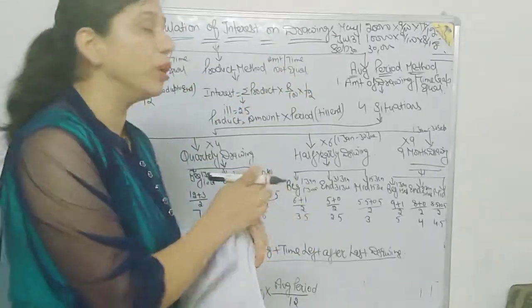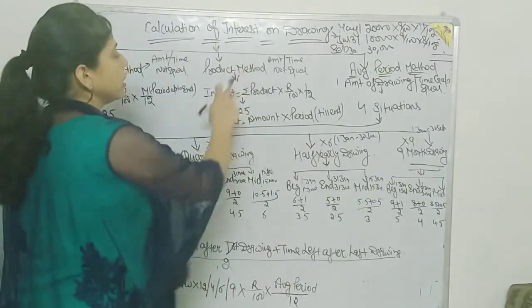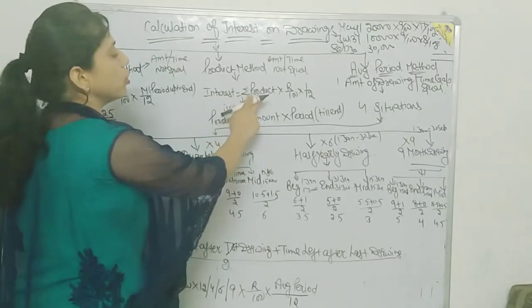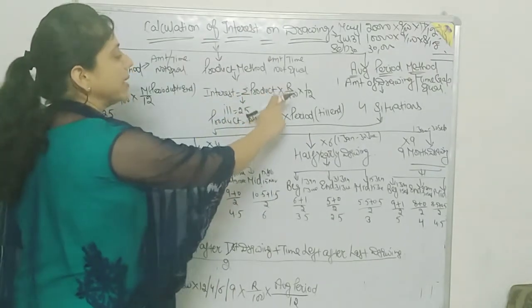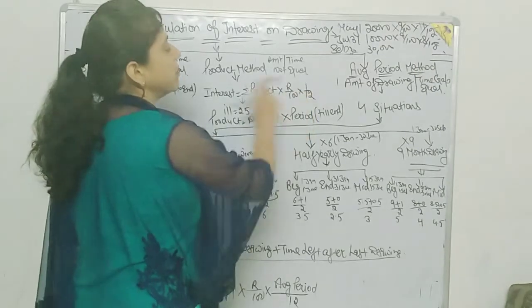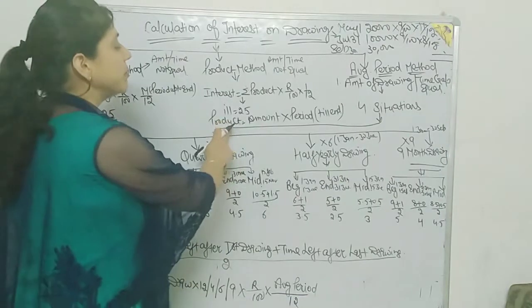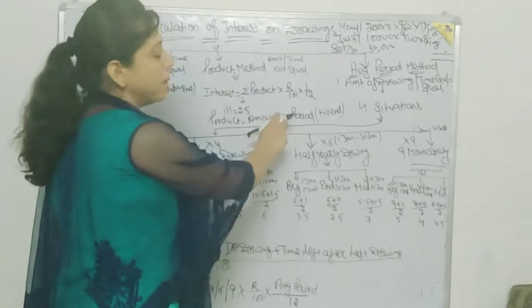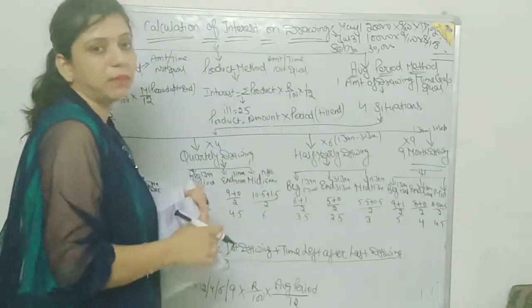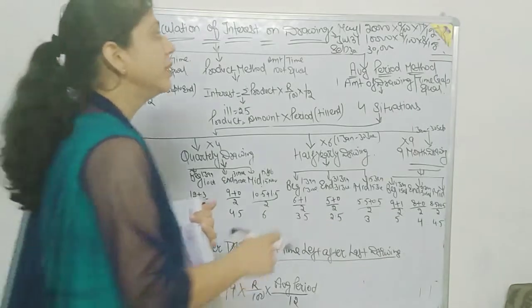So what is the formula? We can also calculate it. Interest is equal to total of product multiply rate by 100 multiply 1 by 12. So what does product mean here? Product means amount of drawing multiply with period.